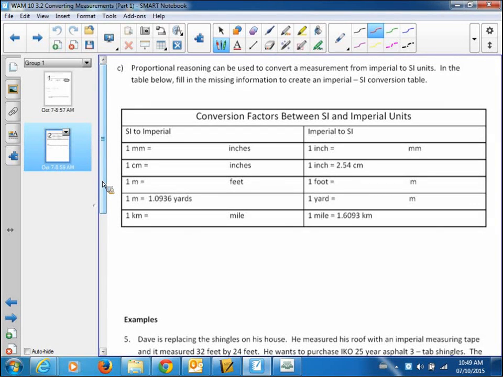0.0393 for inches. 1 millimeter is 0.0393 inches. 1 centimeter is 0.393 inches. You'll never have to memorize these. 1 meter is 3.28 feet. We'll use that. 1 meter is also, and I have it down there, 1.0936 yards. So if you're going metric to imperial, 1 kilometer is 0.621 miles.